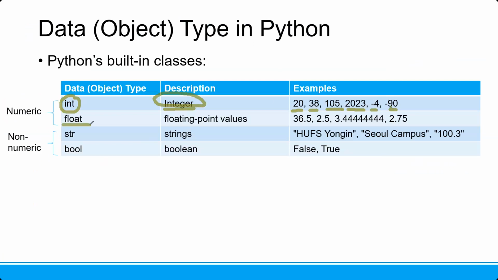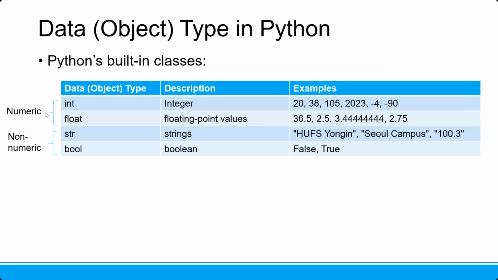Float. We call this floating point values. It is a number with a comma of decimal. So you can see 36.5, 2.5, 3.444444, and so on, 2.75, including also some negative numbers.